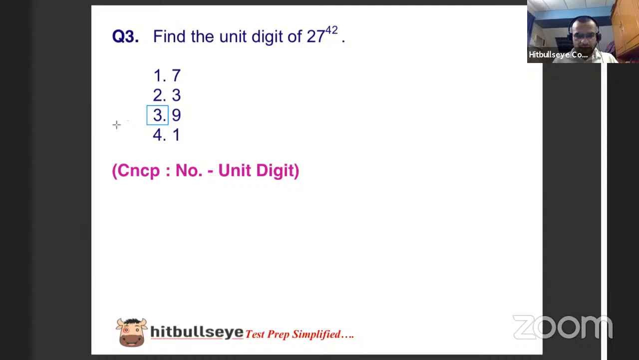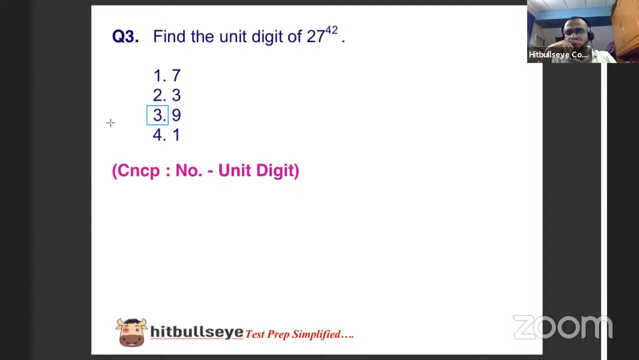Sambit is saying third option. Okay, we'll check. Others, please confirm. Shivam and Archana are also saying third option. Okay, we'll check.